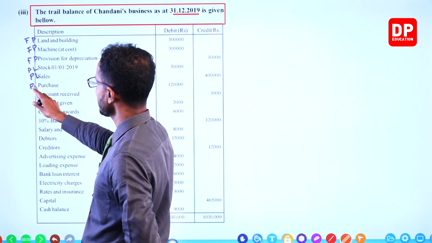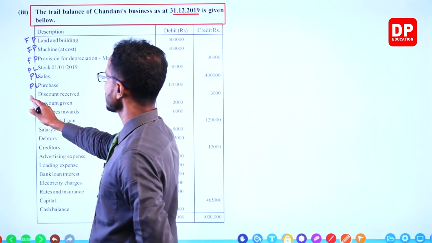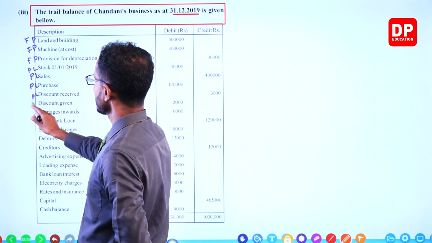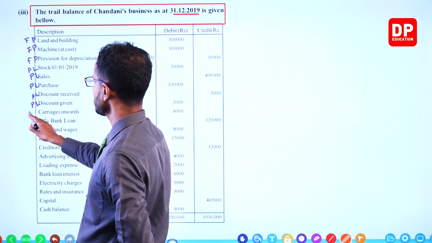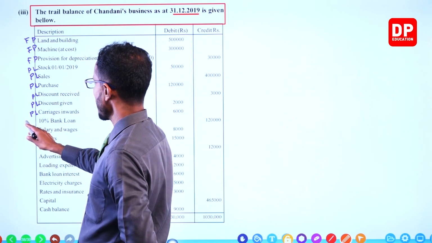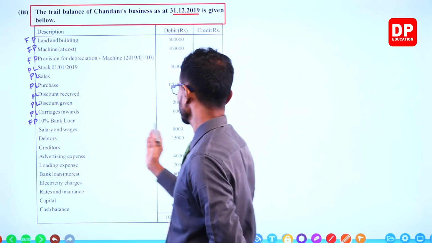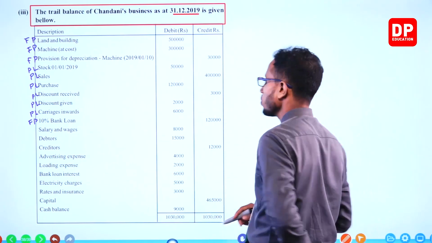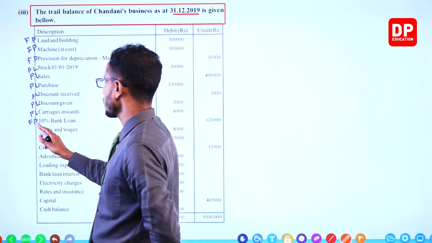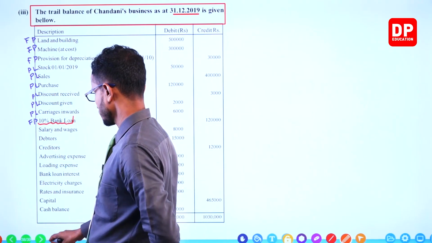Purchases should go to PL. Discounts received should go to PL. Discounts allowed, PL. Carriage inwards, PL. Bank loan, FP. And there is an adjustment here. Always do not forget, here there is an adjustment.